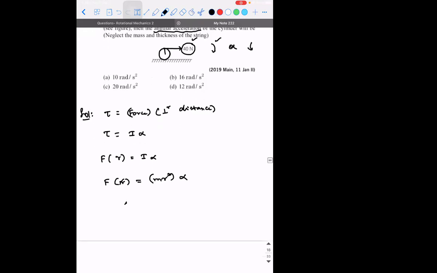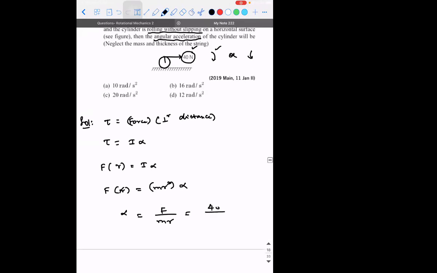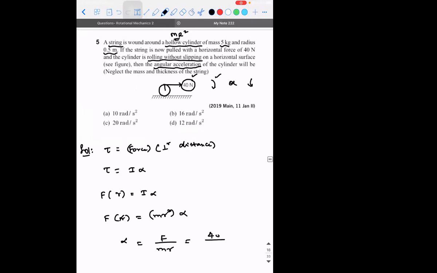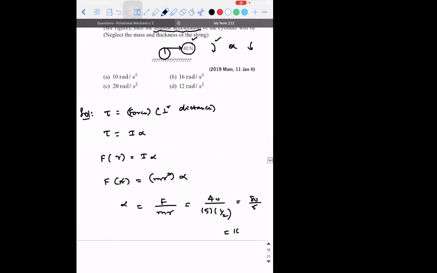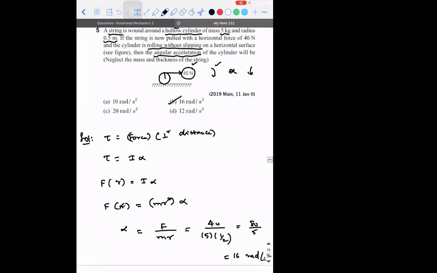Is every information in our hand? So F into R is equal to M into R square into alpha. Can I write it like this? So R and R will get cancelled. So alpha will be equal to F divided by M into R. Force is 40 Newton divided by mass 5 into radius 0.5. That is half. So 80 divided by 5 is going to give us 16 radian per second square. So option B is the right answer. Right? So just make a note of it.